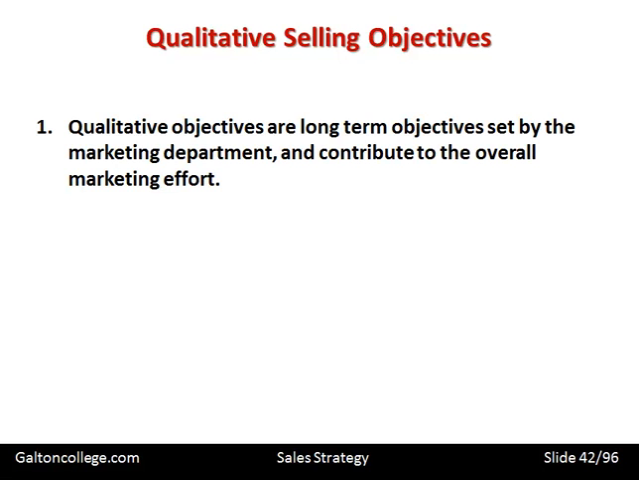Qualitative sales objectives are long-term objectives set by the marketing department, and they contribute to the overall marketing effort. They're set by the marketing department. They're almost by definition not quantified. They are aspirational. It's what the department want to see happen in the long run, in the medium term, and even in the short term.